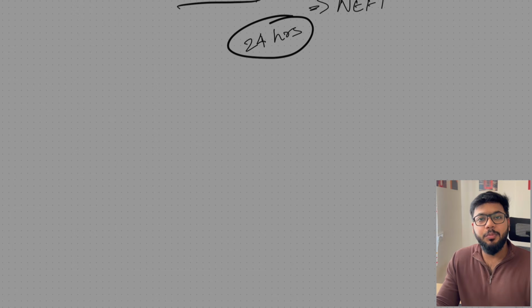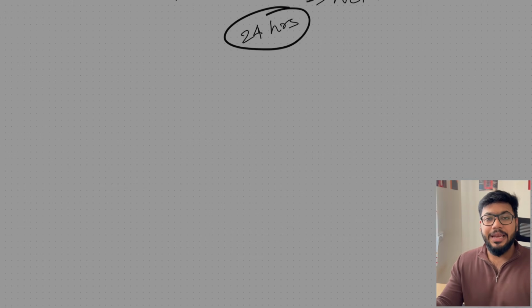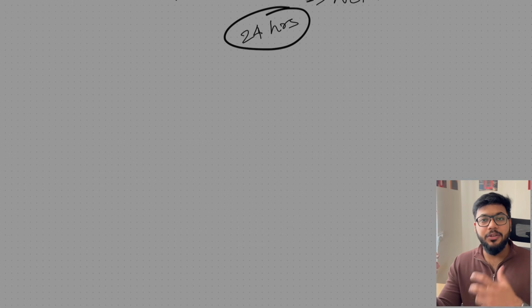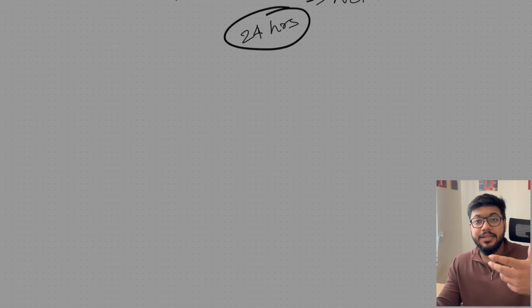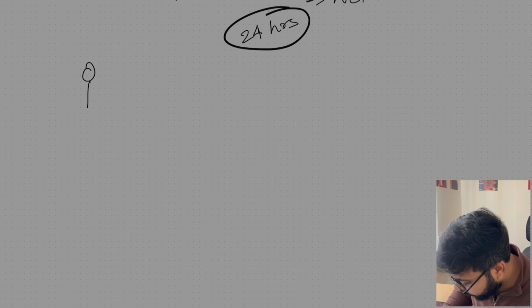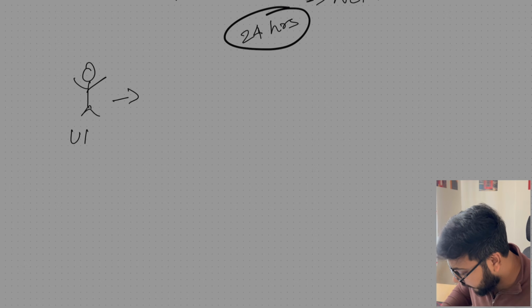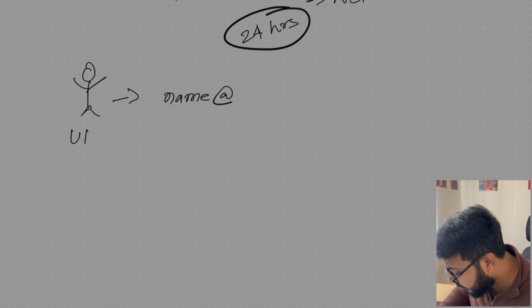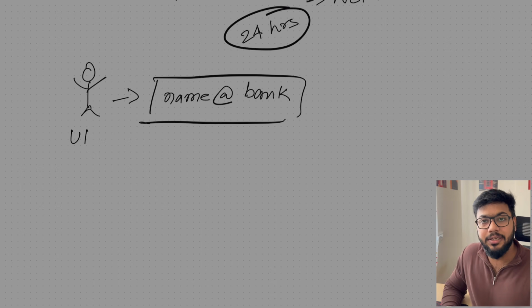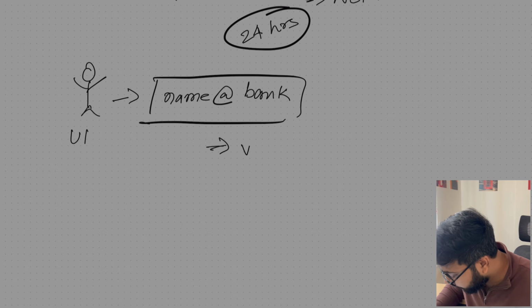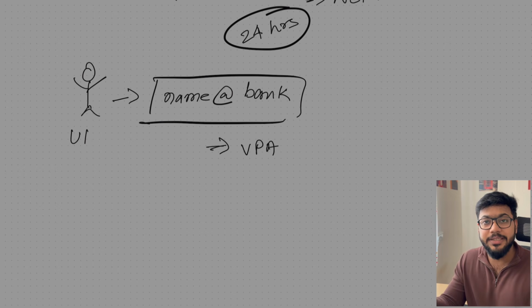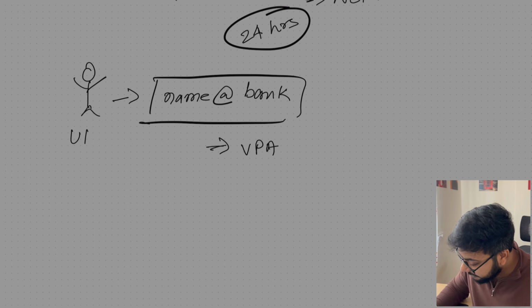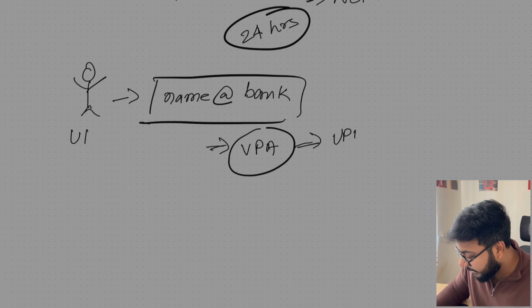And today, with the help of UPI, you can make a transaction in a few seconds, and it is available 24/7, 365 days. So how is it possible? Let's break it down. Let's try to understand UPI as a bank operating as an email address. For example, a user U1 has a unique identification like name@bank. This unique identification is basically the VPA, Virtual Private Address. This is what serves as the UPI ID.